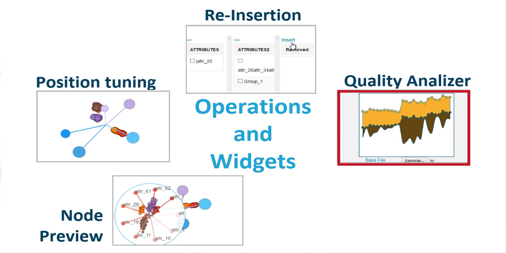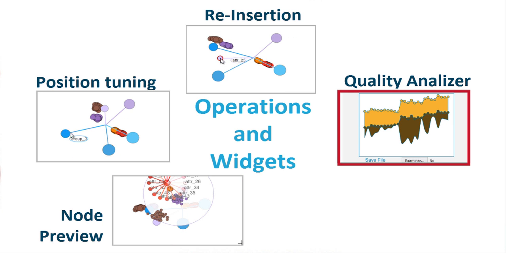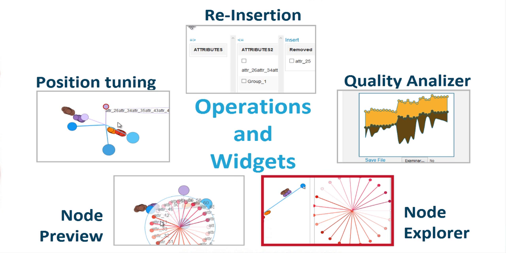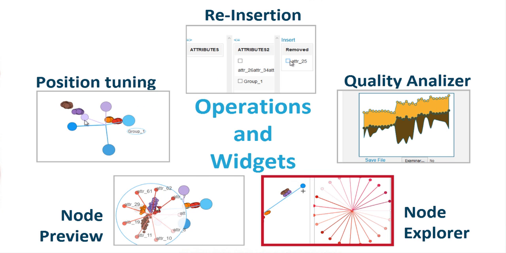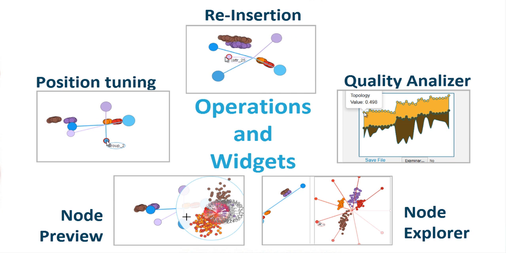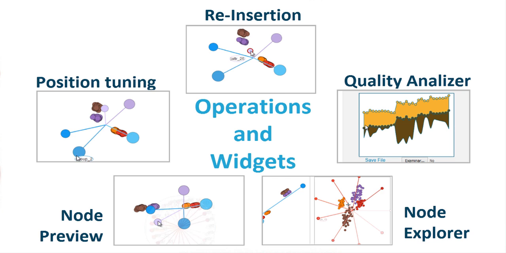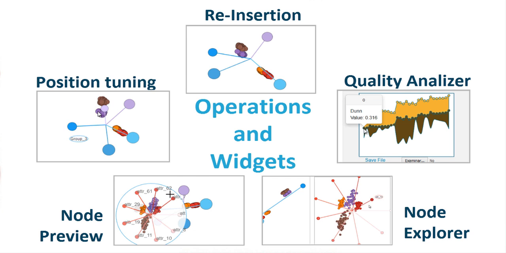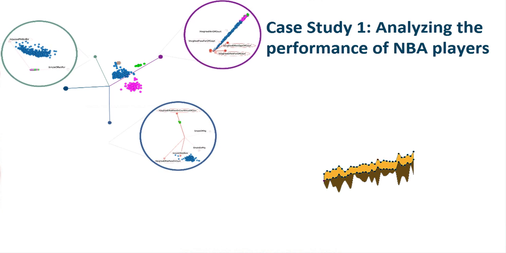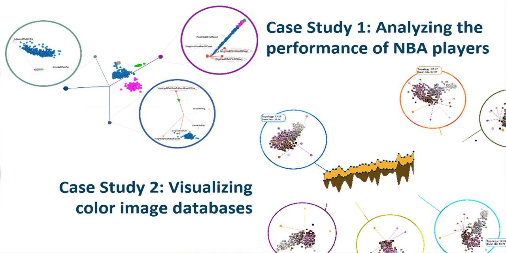Quality analyzer provides information about the quality of the layout during user interaction. And node explorer allows local visual interaction, allowing users to further analyze the impact of attributes on the radial layout, thus assisting users in understanding the data and its attributes. The effectiveness of our approach is shown through a set of experiments and case studies, which attest the usefulness of the proposed method.